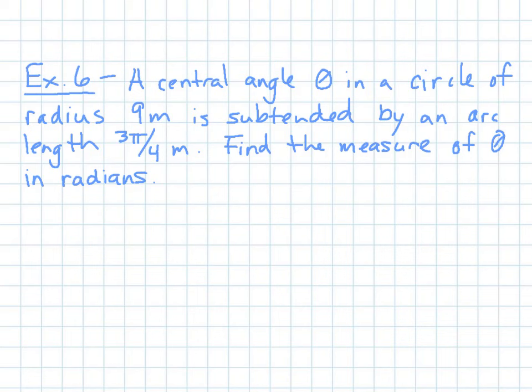So then a central angle theta in a circle of radius 9 meters is subtended by an arc length 3 pi over 4 meters. Find the measure of theta in radians. So now we're going to use the other one, since you're given the arc length and the radius. Now here, your stuff is already in radians, so we don't have to worry about anything.